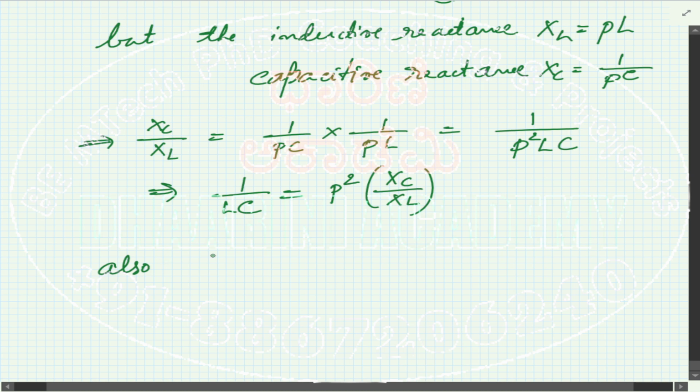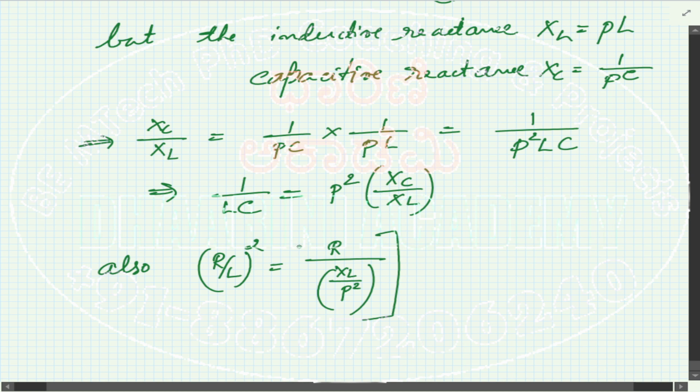So also we know the R by L, the whole square, is equal to, we can try to write this L as XL by P square. Okay, XL by P square is nothing but the L. So we'll try to write it in the same notation. Therefore, this is equal to R divided by this XL by P square term, the whole square, which can be reduced now to capital R square into P square divided by XL square.